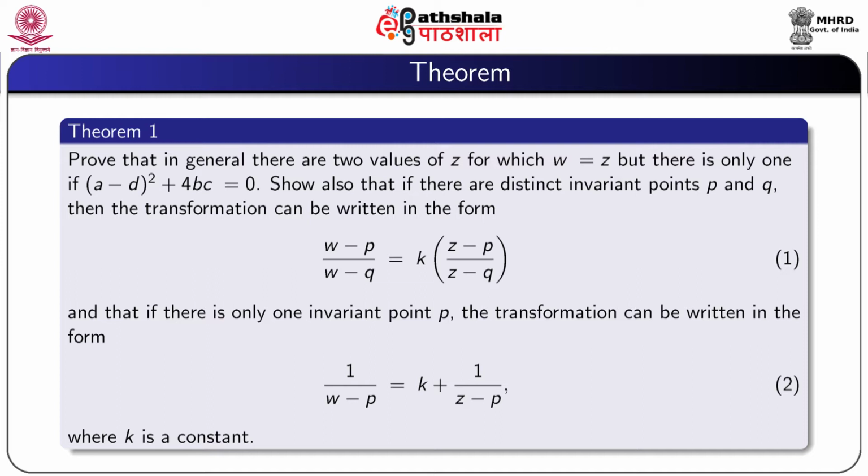So, a result proves that in general there are two values of z for which w = z, but there is only one if (a − d)² + 4bc = 0. Also, if there are distinct invariant points p and q, then the transformation can be written in the form (w − p)/(w − q) = k (z − p)/(z − q), and if there is only one invariant point p, the transformation can be written in the form 1/(w − p) = k + 1/(z − p), where k is a constant.